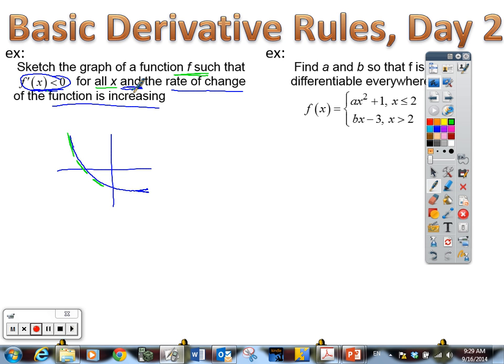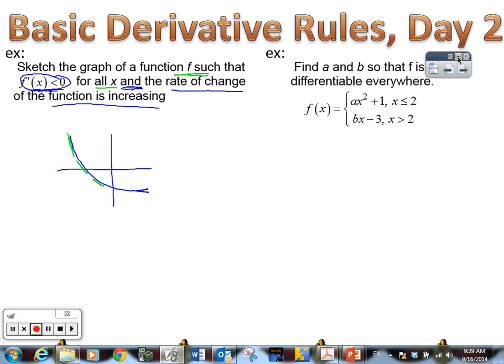All right, the next problem asks us, it's kind of similar to one we've done before. We actually were working on continuity, if you recall.